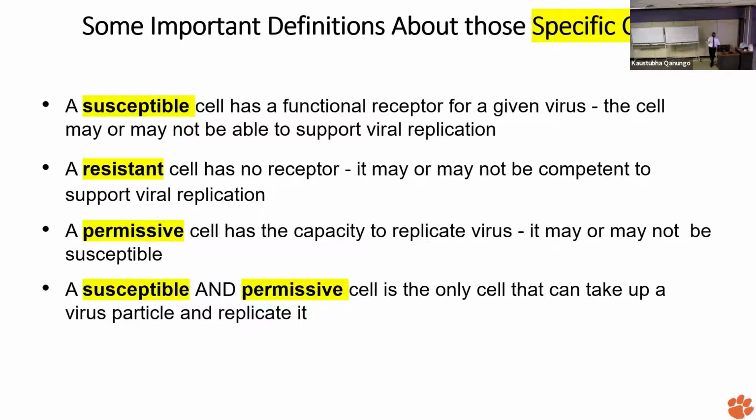On the other hand, this is the important part, where you bring these two words together. A susceptible and permissive cell is the only cell that will take up the virus particle and replicate. Remember that we said we can put a virus in a resistant cell. That's an artificial process. But in a natural process, without any lipofectamine, any lipid nanoparticle, anything like that, you just add the virus, it goes in the cell, and replicates. You need a susceptible as well as a permissive cell line.